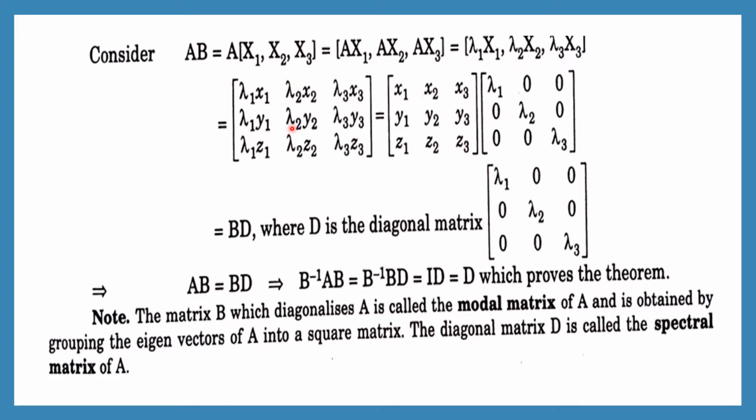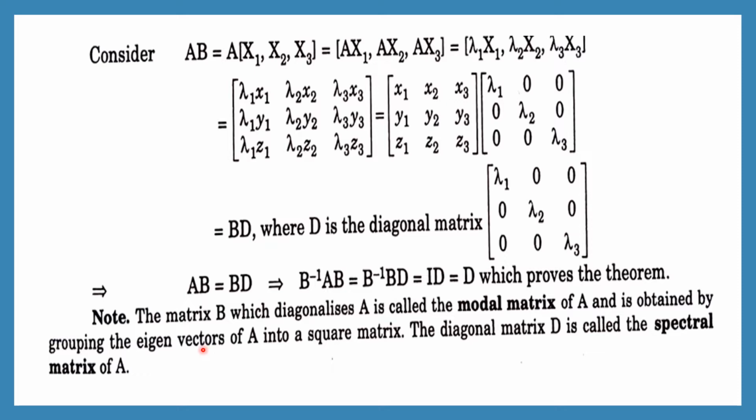That is the first row. The second row is lambda 1 y1, lambda 2 y2, lambda 3 y3. The third row is lambda 1 z1, lambda 2 z2, lambda 3 z3, which is equal to the matrix x1, x2, x3, y1, y2, y3, z1, z2, z3 into the matrix lambda 1 0 0, 0 lambda 2 0, 0 0 lambda 3. So this is the same as our B into the corresponding lambda matrix, which will be equal to BD, where D is the diagonal matrix represented by lambda 1 0 0, 0 lambda 2 0, 0 0 lambda 3.